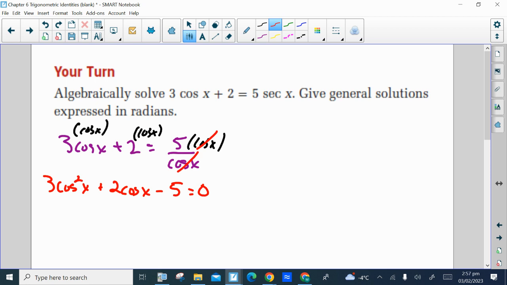And so there's the quadratic that we now need to solve. So we'll factor. So the last terms have to multiply to get -5, and when we multiply this out, we have to get a +2 cos x, which will only work if I put a +5 there and a -1 there. You see the inner products will be 5 cos x, the outer products will be -3 cos x. 5 cos x, take away 3 cos x, leaves us with 2 cos x in the middle.